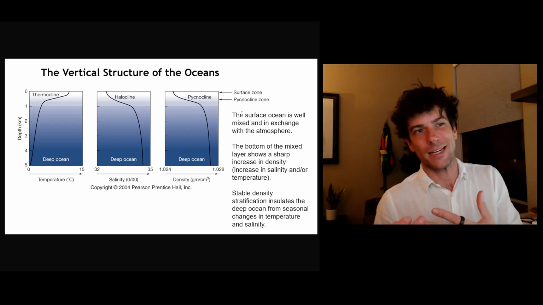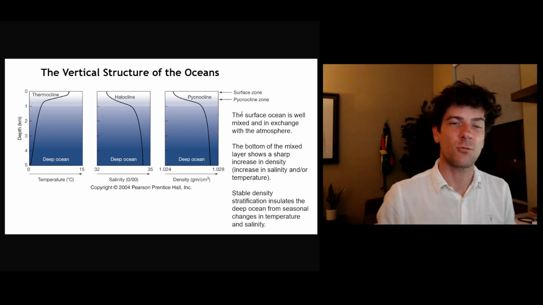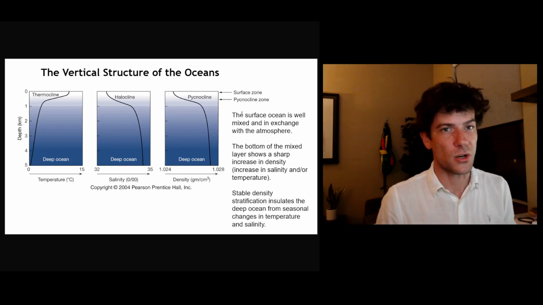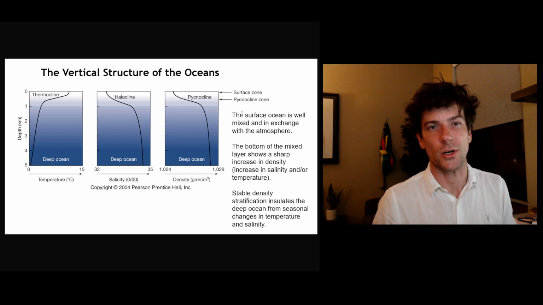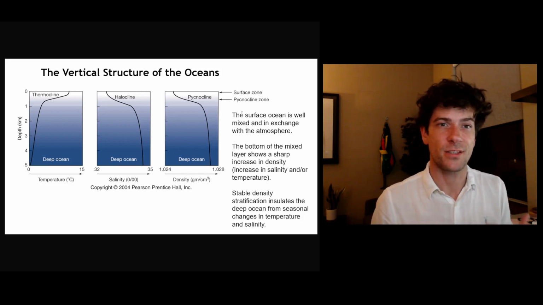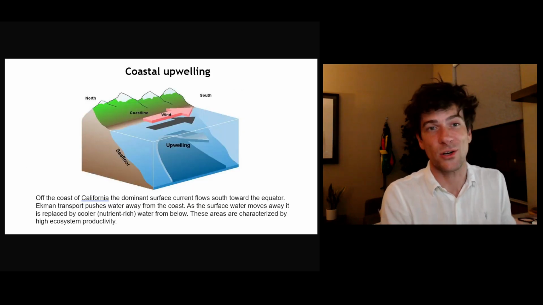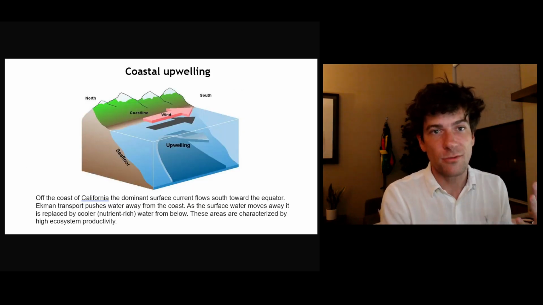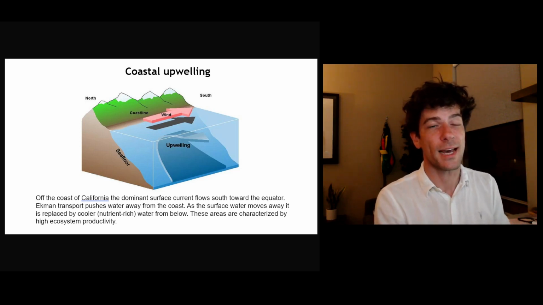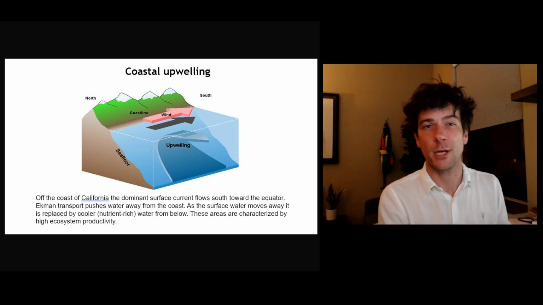But at this point, it's relevant. And so as a result of this, the deep ocean water is higher in nutrients than water in the surface ocean. And so upwelling, like this example here of coastal upwelling, can drive biological productivity and lead to really rich ecosystems.